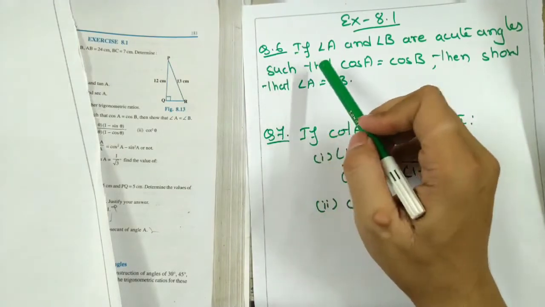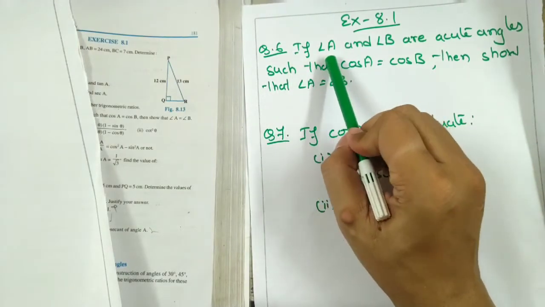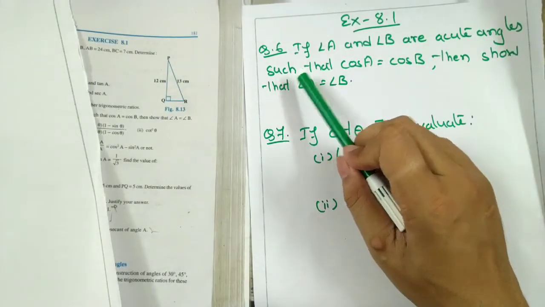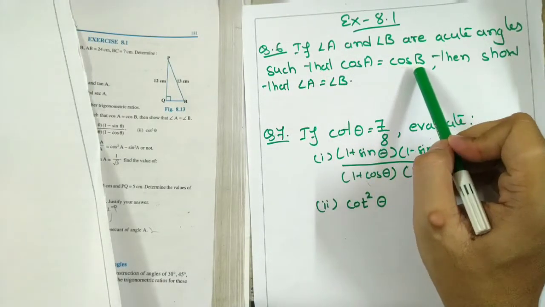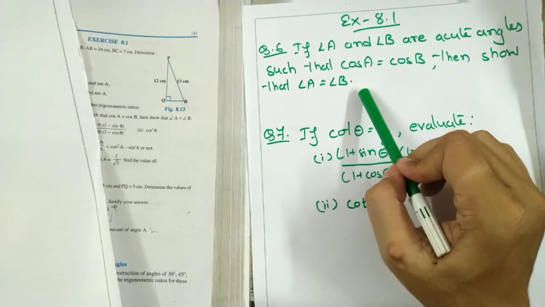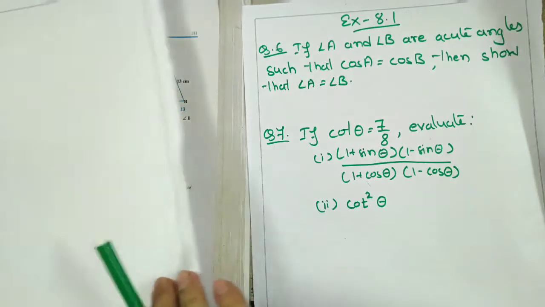Okay, so in question number 6 what is given? If angle A and angle B are acute angles such that cos A is equal to cos B, then here we have to prove angle A equal to angle B. Okay, so here what we have to do?